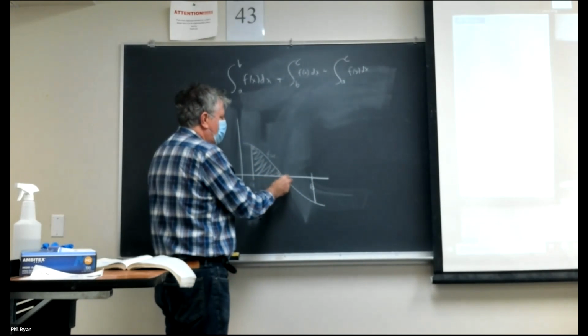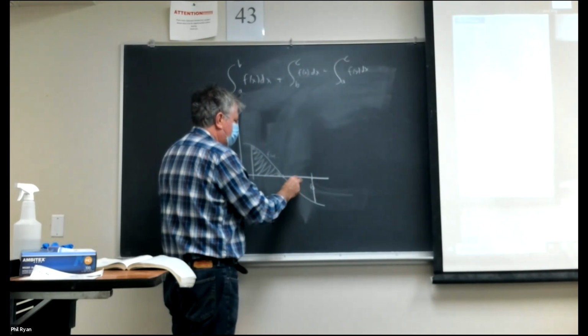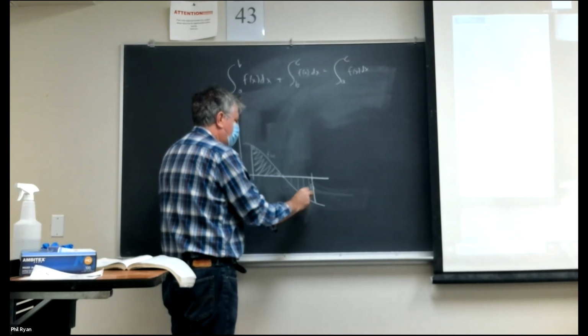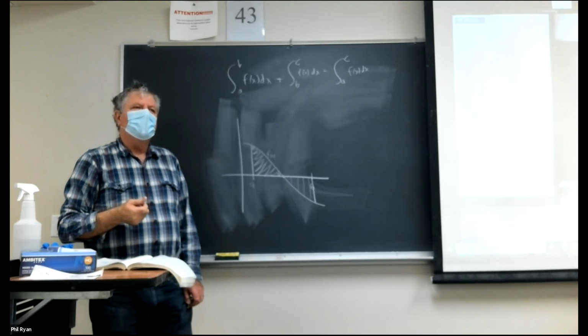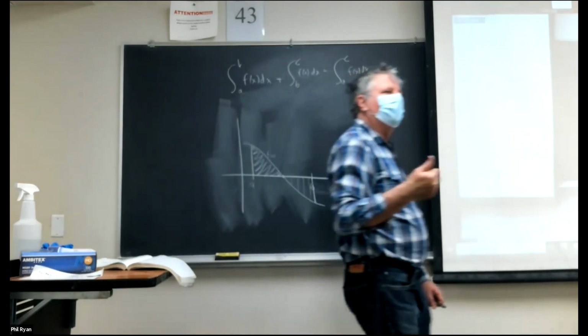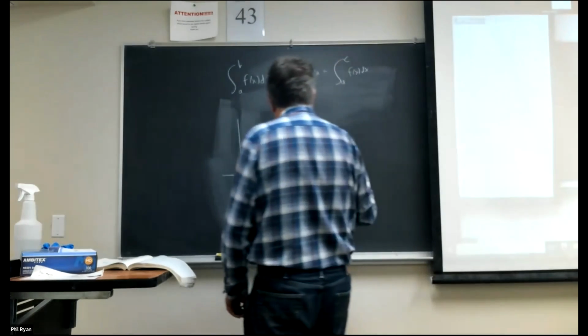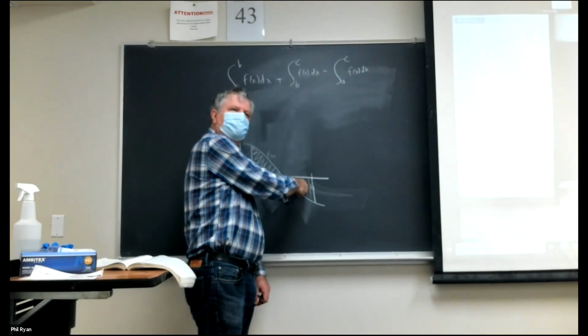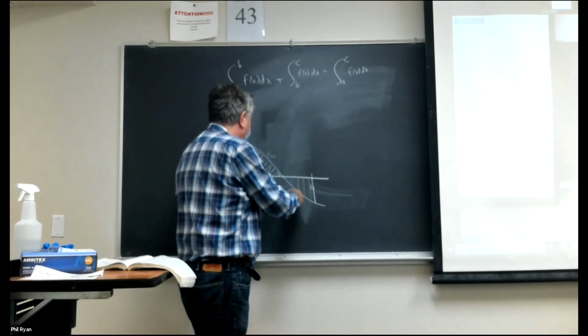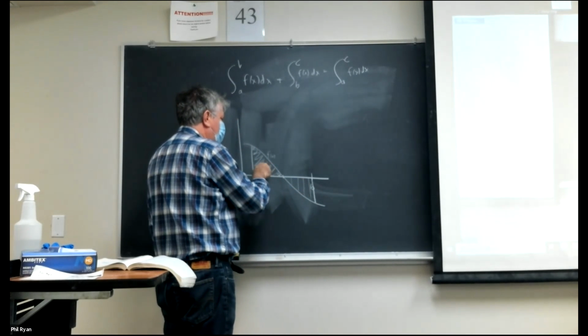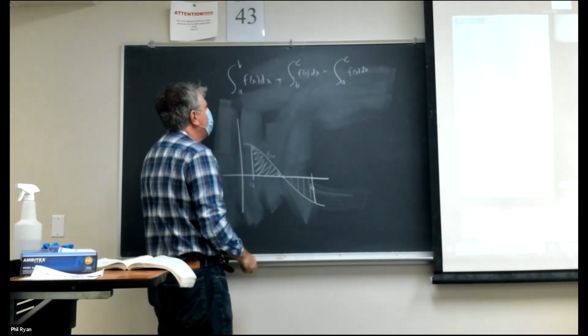But what happens when I try to integrate between here and here? And I look at this. Well, what am I doing? I'm adding up rectangles, right? So I'm going to get an area, right? But what are the heights of the rectangles? The heights are going to be negative numbers. So what I'm going to end up getting is negative the area here. So what I'm going to end up doing is I'm going to get this area minus this area.